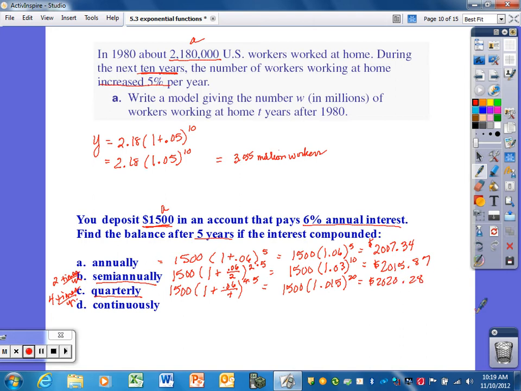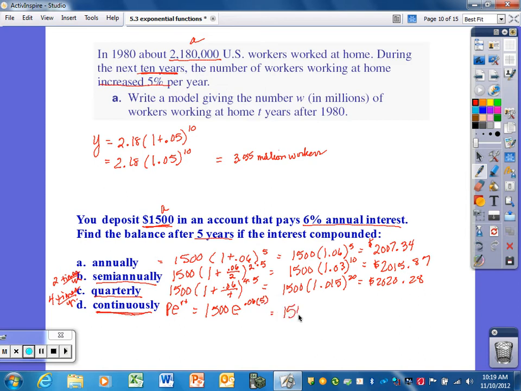$2,020.28. So you can see, the more times I get paid a year, the more money I'm going to make on my investment. Continuously means every day of the year. So that is PERT, principal times e raised to the rt. The principal I'm investing is $1,500. e is my number, raised to the r, my rate is 6%, 0.06, times t, my 5 years.